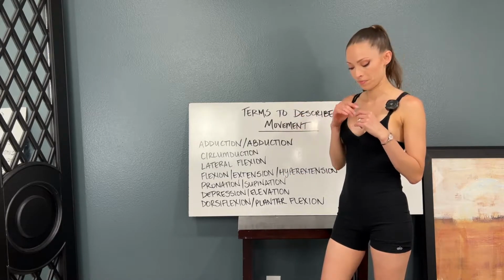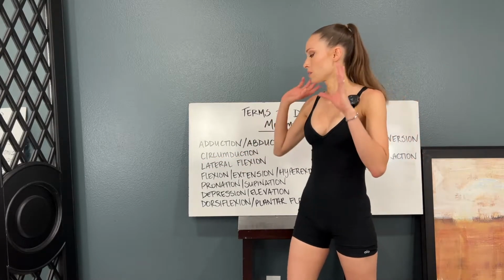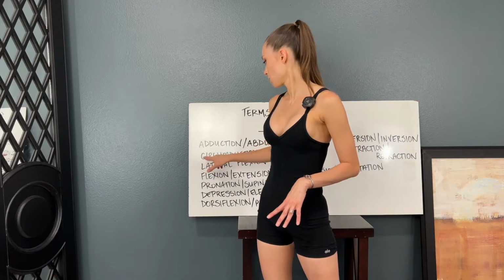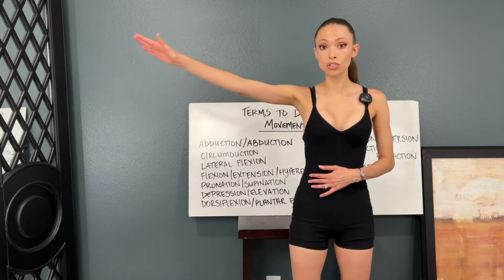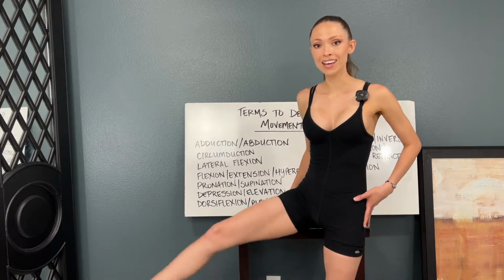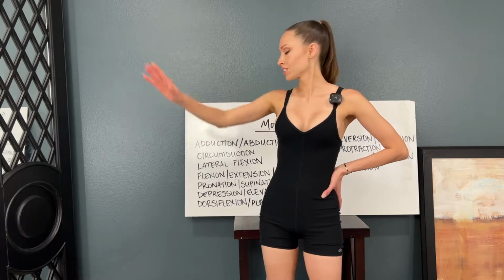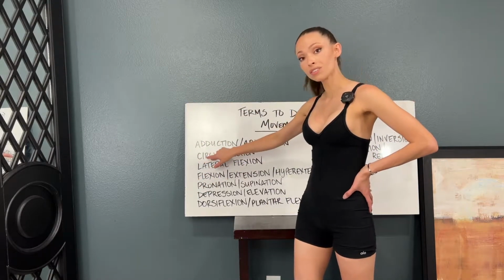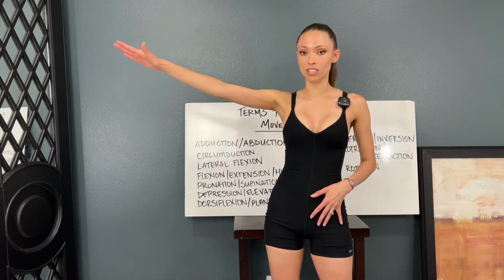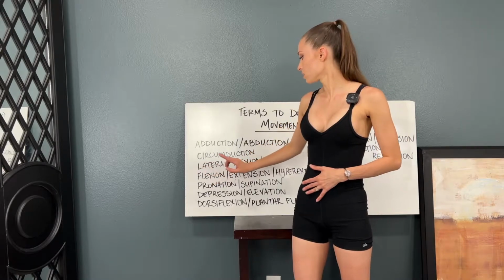The next movement is circumduction. If you think about it, like circle, circumduction is a circle. You see it in the shoulder, and you will have it in the leg. You can have circumduction of the leg, circumduction of the shoulder. So just remember, like circle, and then you'll kind of get, oh yeah, it's circumduction, creating circles.